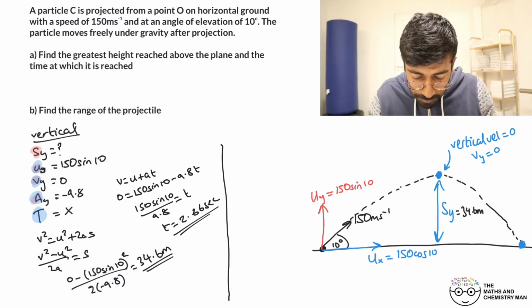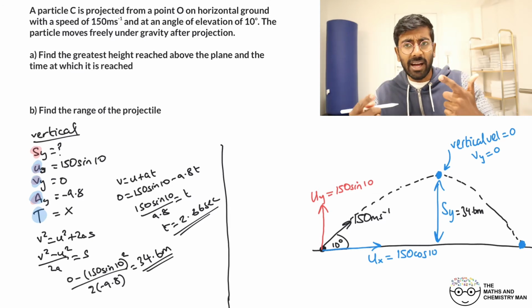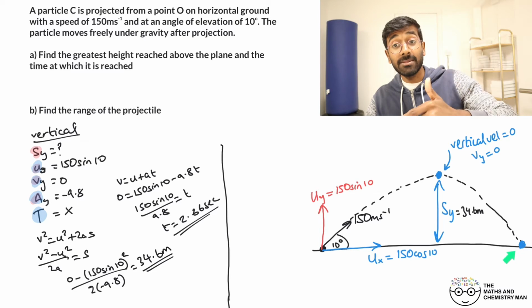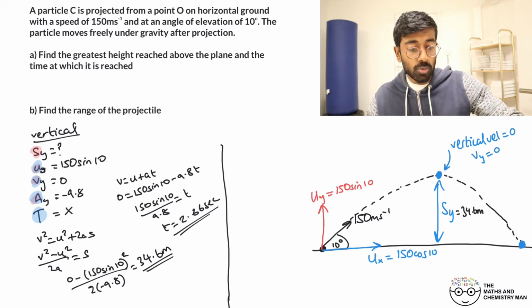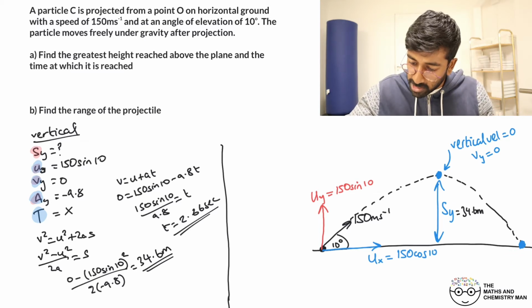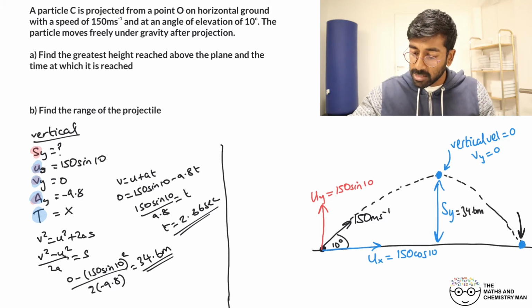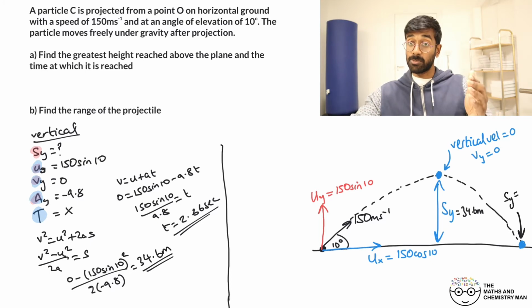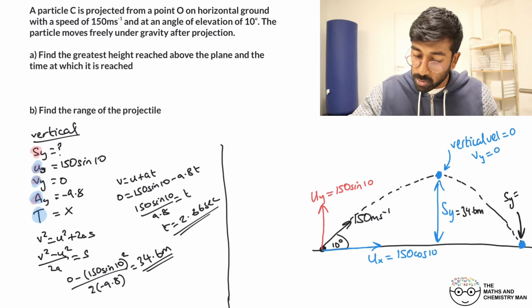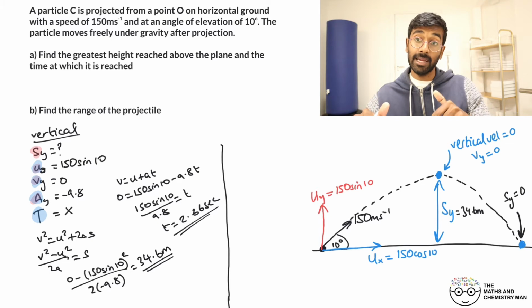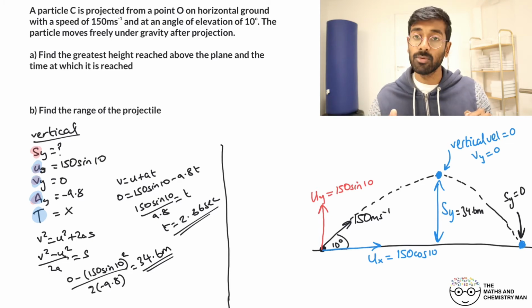Now, what we don't quite have is any info about this point. We don't have the time that it reaches that point. What do we have though? Well, we know at this point it crashes into the ground, and so we know that s in the y direction, its displacement vertically, is equal to 0. So maybe we can set up some sort of suvat to find the time when it smashes into the ground. So let's do that.